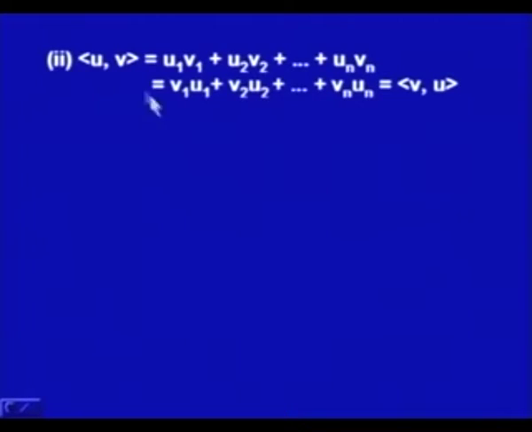The second part is that u comma v and v comma u are the same. According to the definition, u comma v is u1 v1 plus u2 v2 plus ... plus un vn, and since u1 and v1 are real numbers, they can be commuted. So u1 v1 can be written as v1 u1, similarly the next term v2 u2, and the last term un vn is expressed as vn un. Again applying the definition, we can see that this is nothing but v comma u, and that means the symmetric property is also proved.